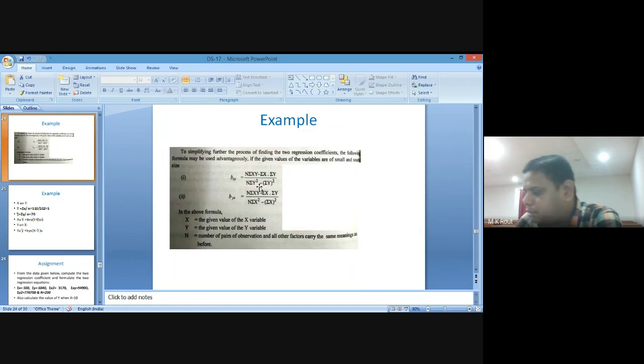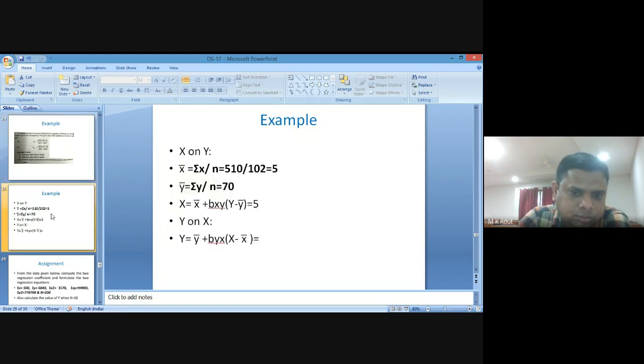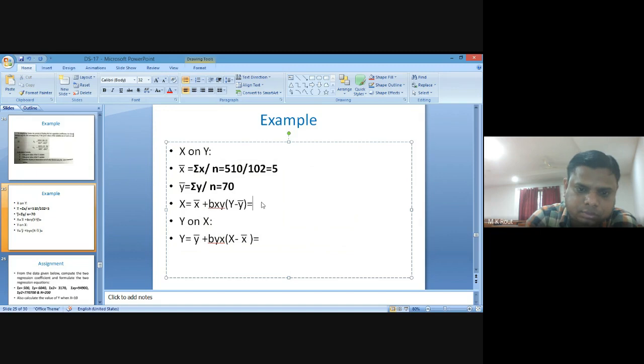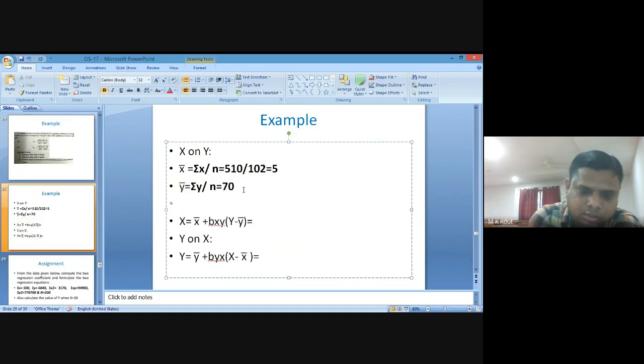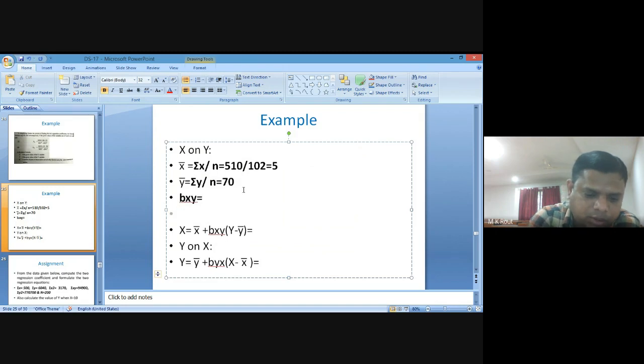So you calculate on your own. Initially you have to calculate bxy and byx for simplification of the regression equation, that is x on y. Calculate this one. I just add here, that is bxy and byx. So what is the value of bxy?